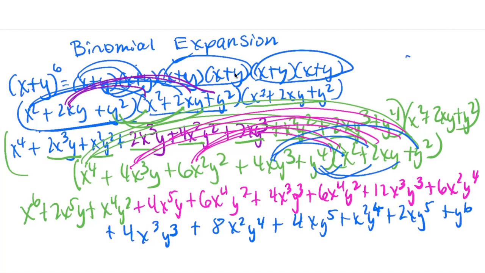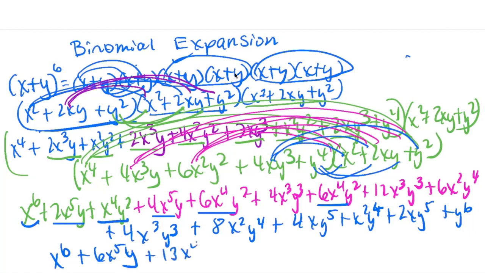Wow, okay. So now I have x to the 6th. All right, I have 2x to the 5th y, 4x to the 5th y. And I think that's all of them. So that's 6x to the 5th y. X to the 4th y squared. This is 7 of them. That is 13. And I think I should have another one if I did this right. X to the 4th y squared. All right, so we'll write that down for now.